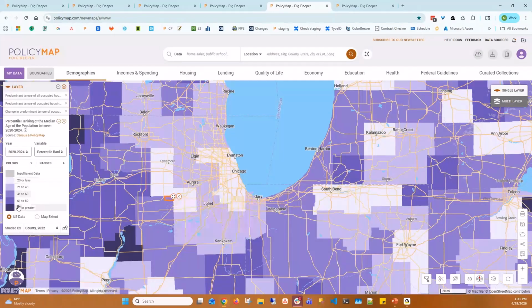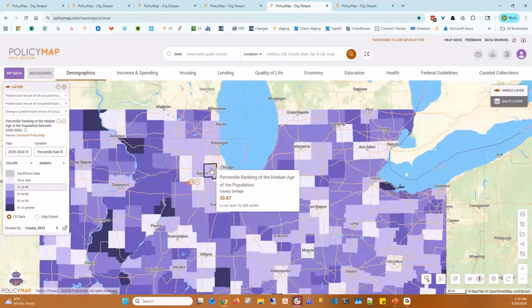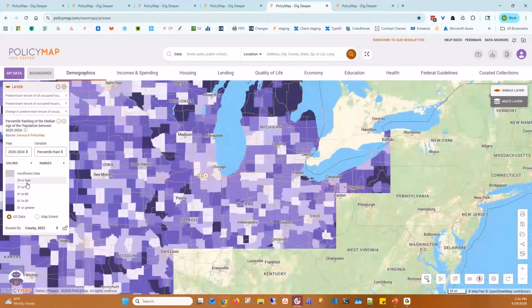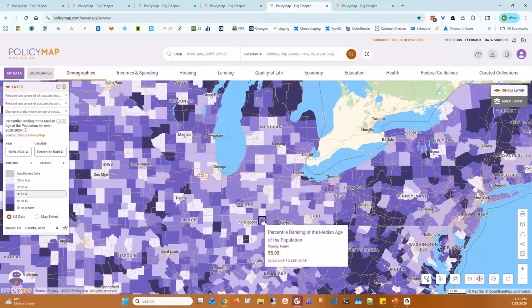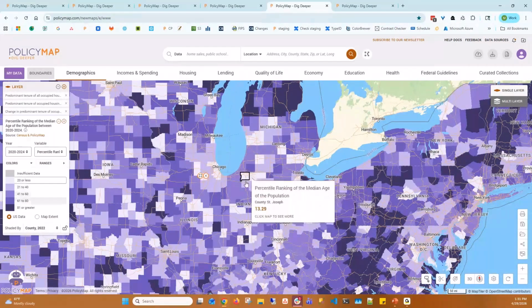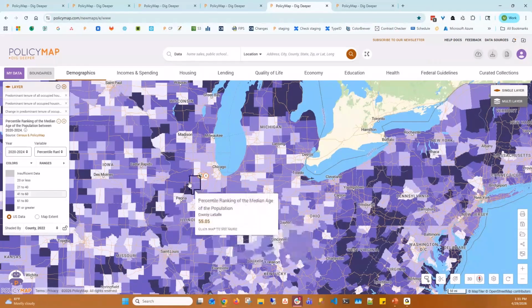So as we zoom out, we can recognize that the lighter colors are going to be skewing slightly younger, whereas the darker colors are going to be skewing slightly older. And this can be a useful understanding on the large scale as well as the small scale of what is the age of the population in a region.